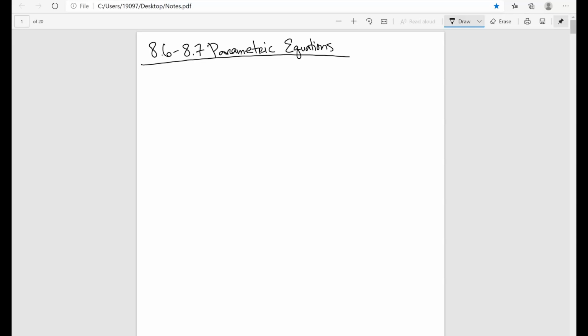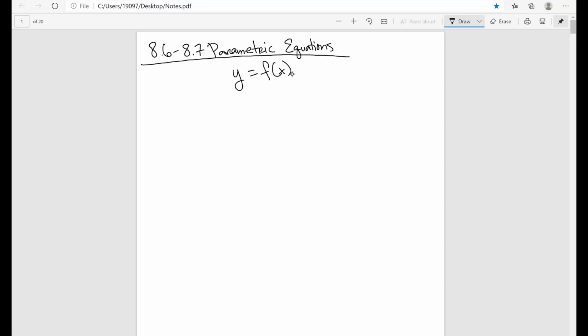This is going to be 8.6 and 8.7, parametric equations. So far we've been talking about things that are functions, so we have y equals f of x. This is what we've been working with. Now we're slowly going into the world where functions or particular graphs are not functions anymore.